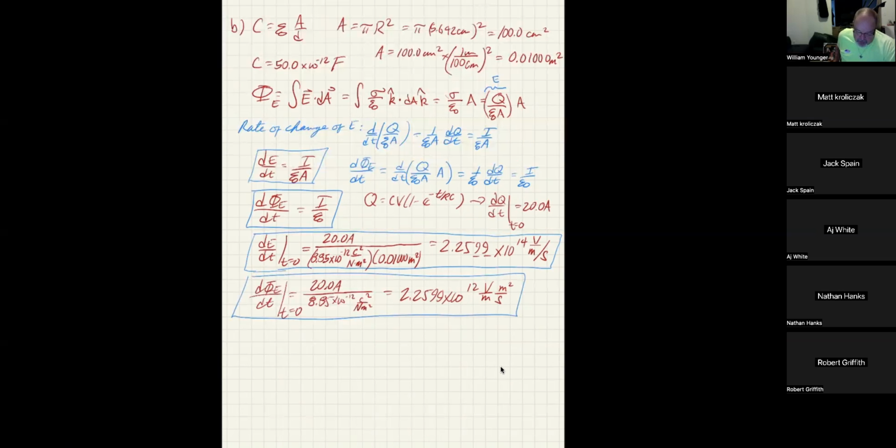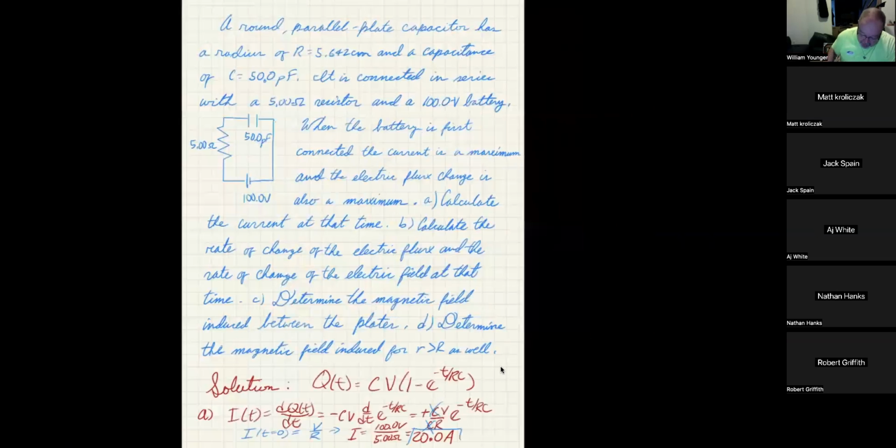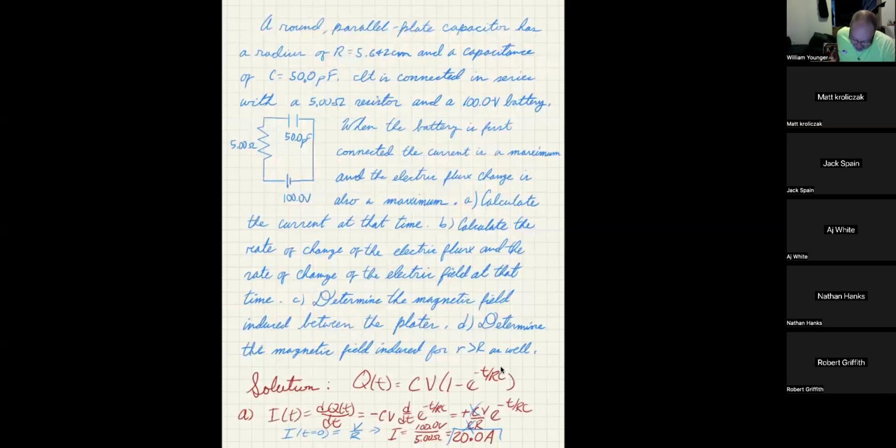All right, so that was part B. Now, part C, they wanted to know the induced magnetic field, both for r less than big R and for r greater than big R. So I've got to do a little bit of thinking about that to make sense of Ampere's law. C says determine the magnetic field induced between the plates. That means for r less than big R, where big R is the radius of the parallel plate capacitor. And then D says the same thing for r greater than big R.